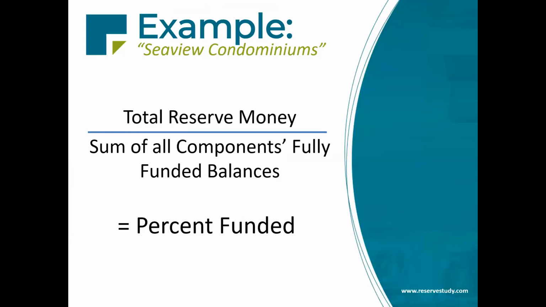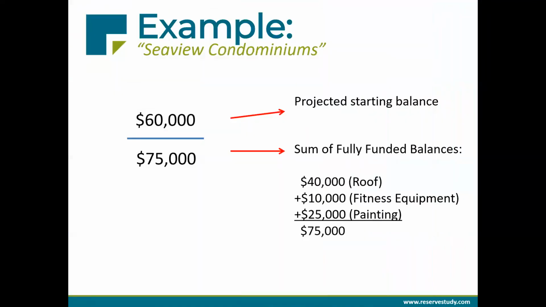Okay. So going back to the concept of percent funded, now we have established our starting reserve balance, and we've calculated those individual fully funded balances for each component. And that will enable us to calculate percent funded for the entire association. It's going to look like this. We take the 3 numbers that we just calculated, right? The 40 grand for the roof, 10,000 for the gym equipment, 25,000 for painting. Adding those together, I get 75,000. Remember, we estimated that we will actually have 60 grand in cash. So 60 divided by 75 means that Seaview is 80% funded.